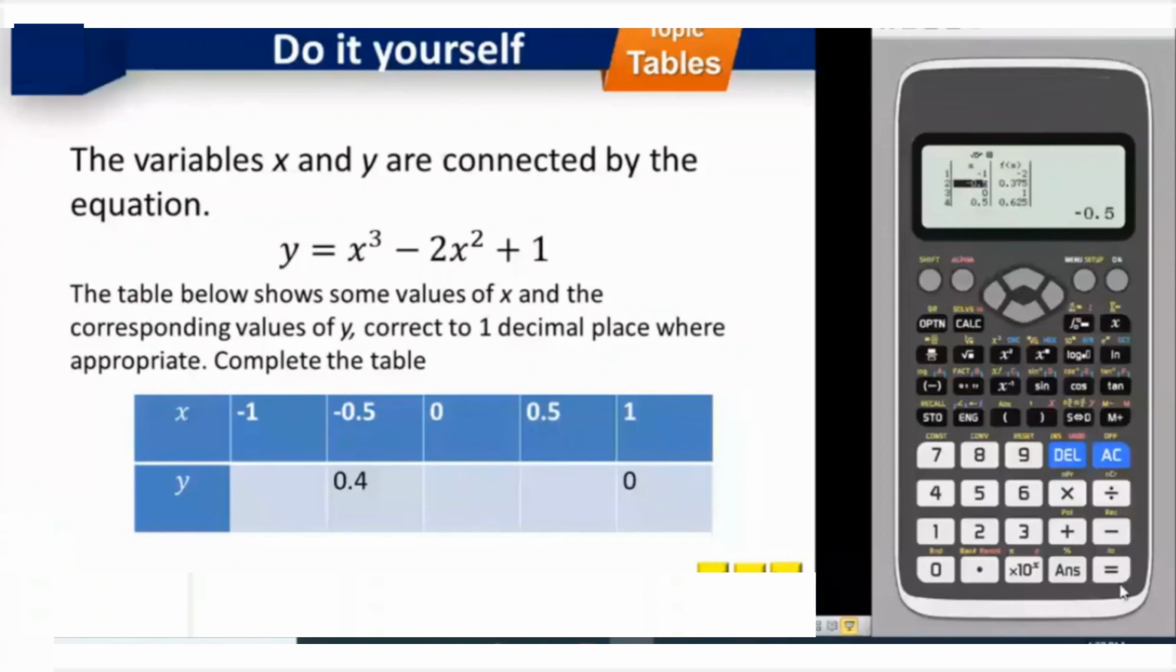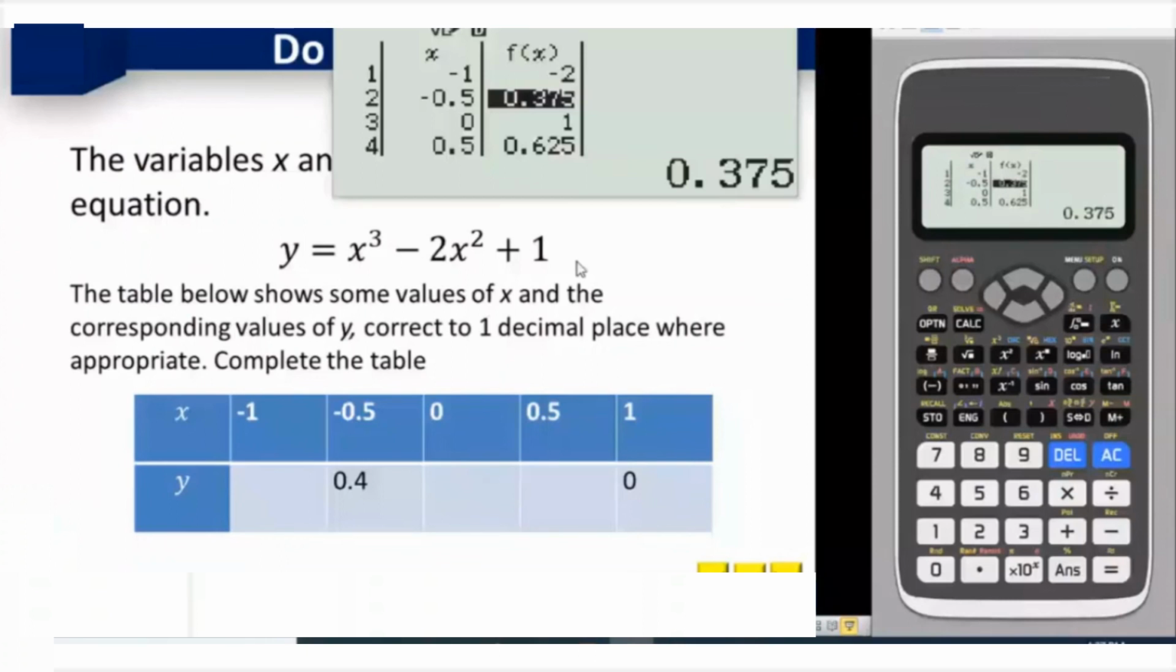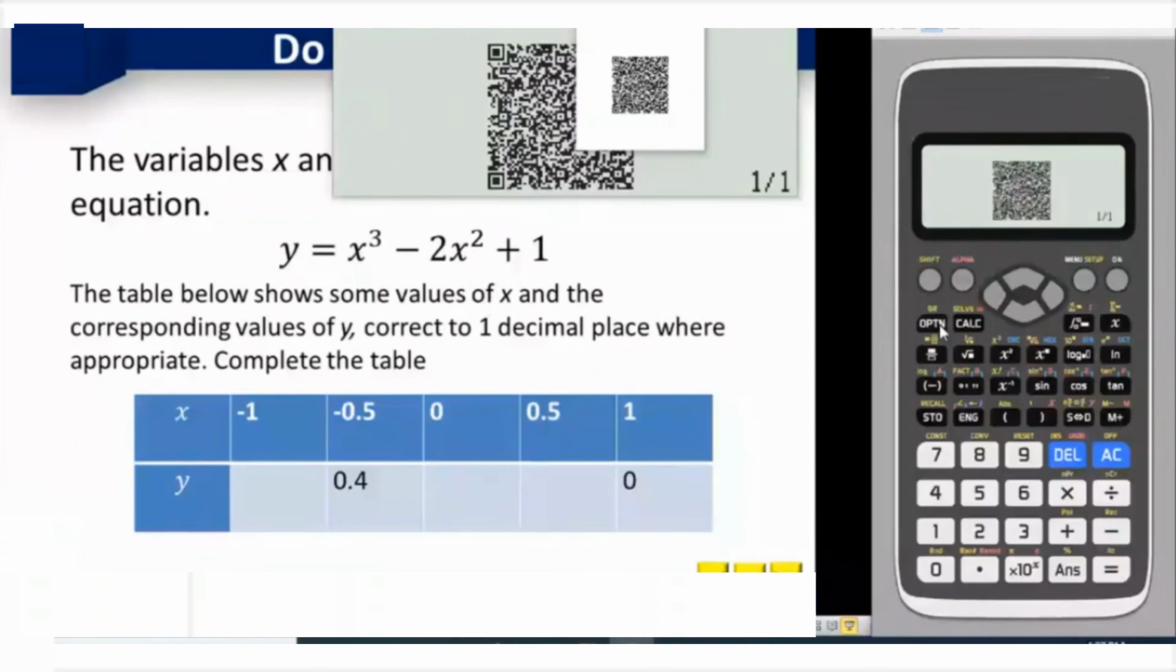So this is minus 1. The value is 2. Minus 0.5 value is 0.375. Correct to one decimal place is 0.4. 0 is 1. 0.5 correct to one decimal place is 0.6. And 1 correct to one decimal place is 0. I hope that's clear. If I wish to visualize it, I press shift and option, I get the QR code, and this is done.